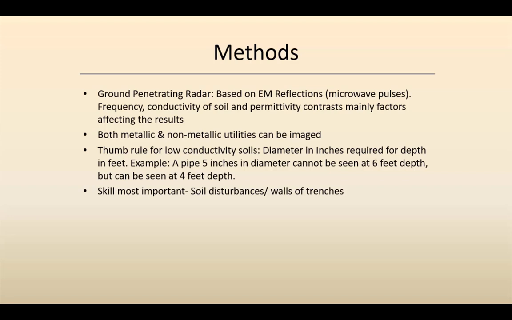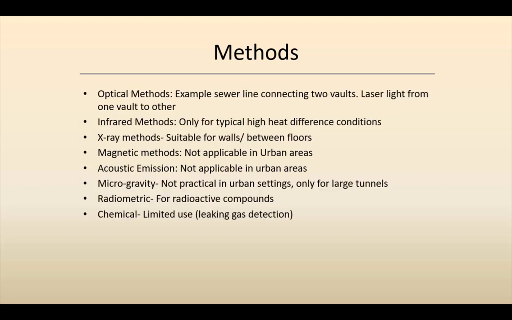Thumb rule for low conductivity soils: diameter in inches required for depth in feet. For example, a pipe 5 inches in diameter cannot be seen at 6 feet depth but can be seen at 4 feet depth. This is called the inch-foot relationship. It's a thumb rule to see up to what depth you can see a particular utility. Skill is more important in GPR. Sometimes we are not able to see the utility directly, but we are able to see the soil disturbances or wall of the trench which has been opened to bury the utility inside.